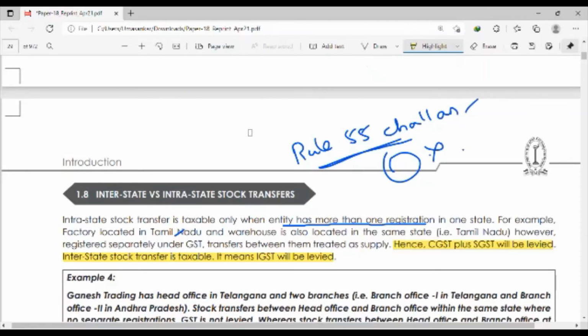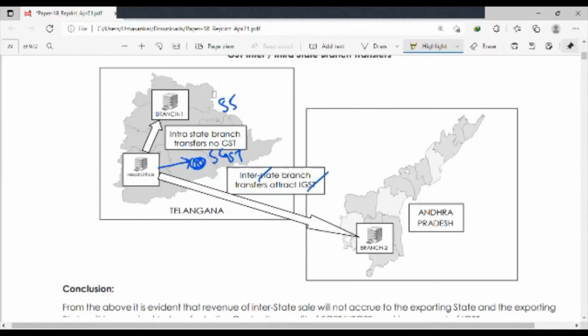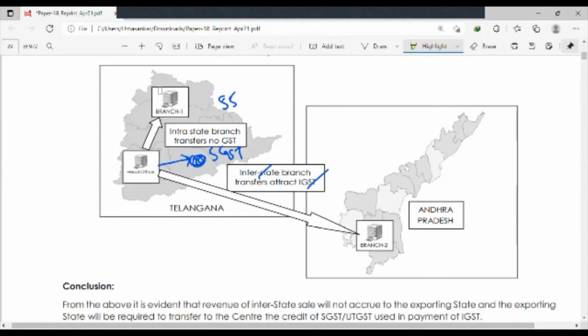Here is an example. Branch 1 is located in Telangana and the head office is located in Telangana. Suppose a stock transfer goes from the head office to the branch. Since it is within the state, no GST will be there. For this transaction, we need a Rule 55 challan.